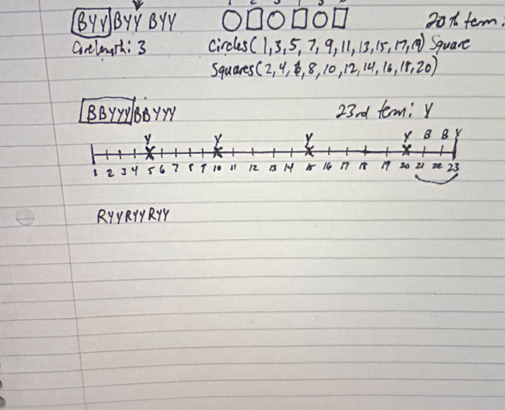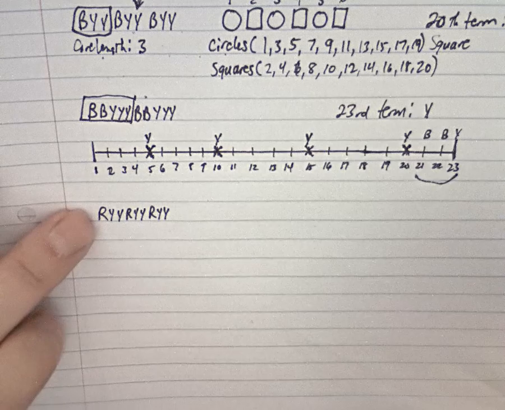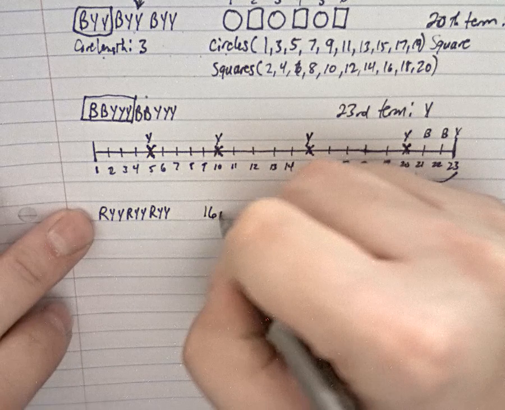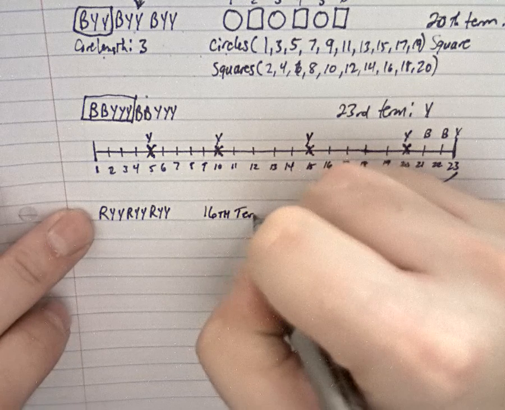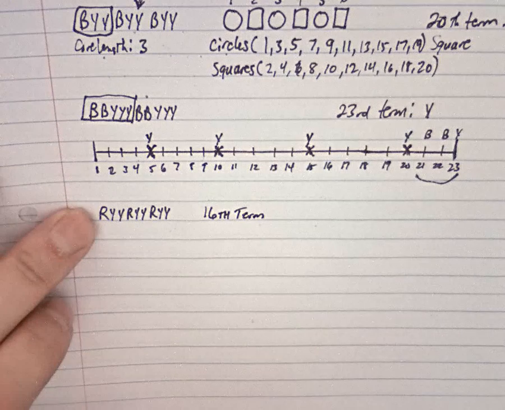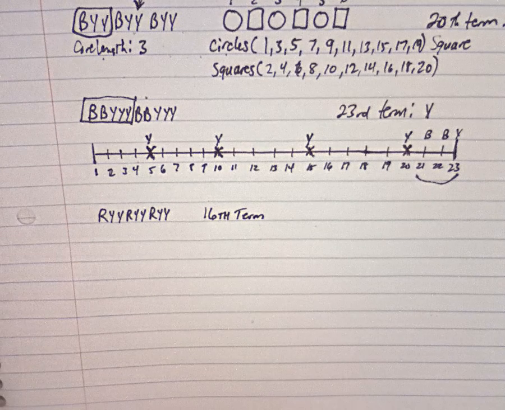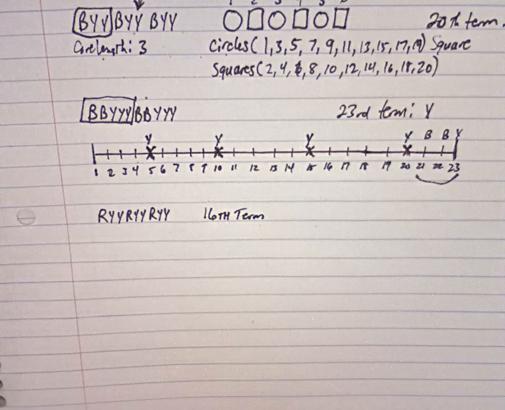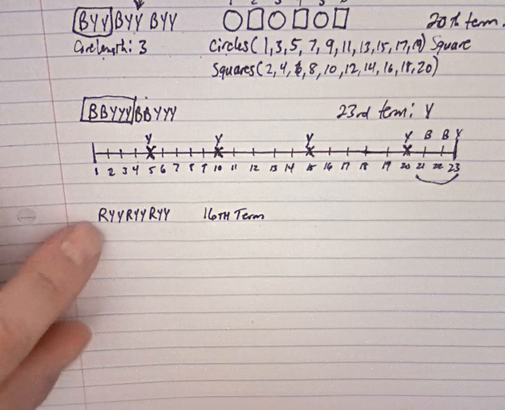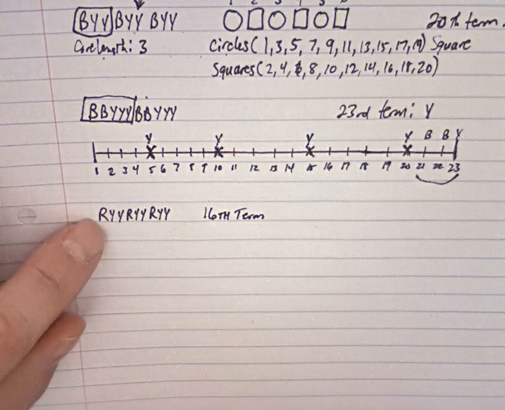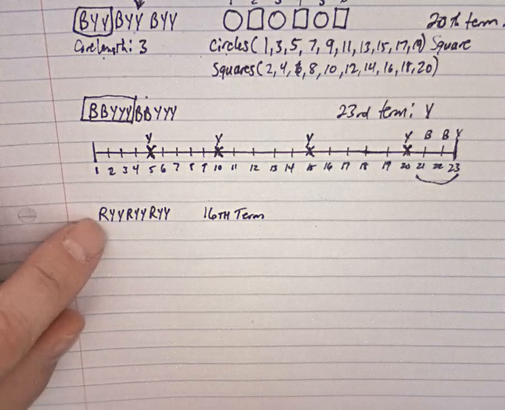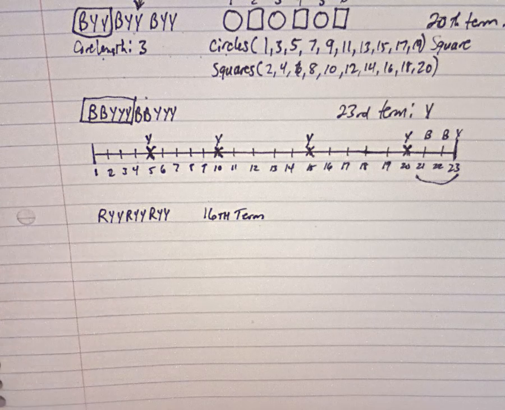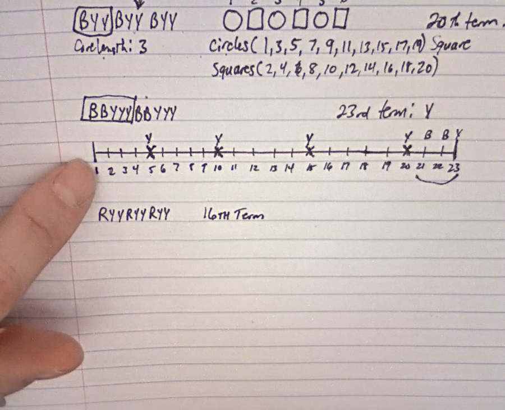Now, what I would like you to do is take this simple pattern here, and find the 16th term. Because you're going to have a piece of paper and a pencil, go get that. I'd like you to find the 16th term for this, RYY, RYY, RYY. First, you need to find the core, and determine the core's length, and that will help you find the 16th term as I showed you up here.